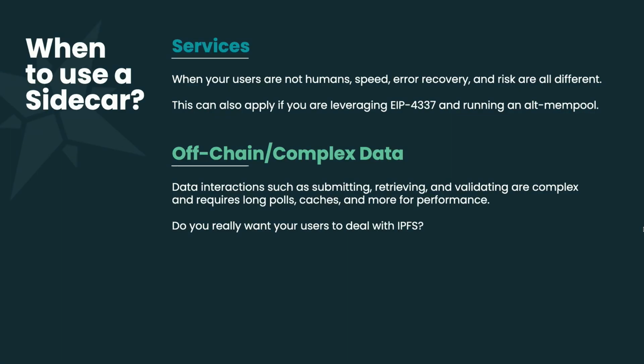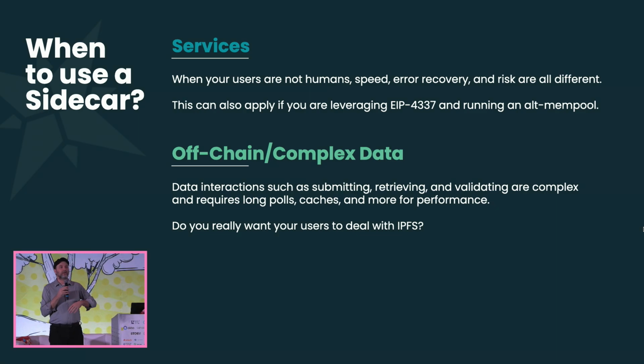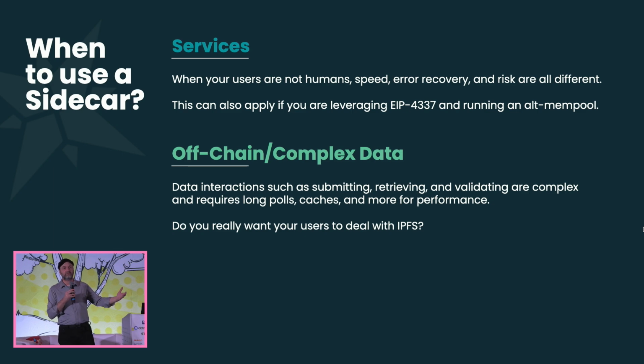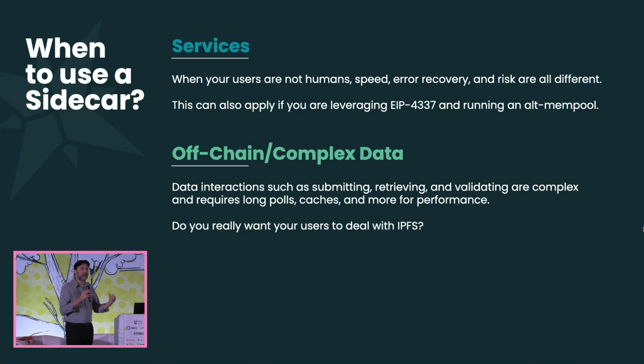Another thing is if you're dealing with a lot of off-chain data. If you don't want the user to have to worry about validating data, going and fetching, I mean, do you really want your user to have to be interacting with IPFS? Now, I love IPFS. It's a great technology that they built, and the other decentralized file storage systems, but it is not quick. It's not easy. It needs a cache in front of it. If you want to build a great user experience, you may not want your users directly interacting with that data.